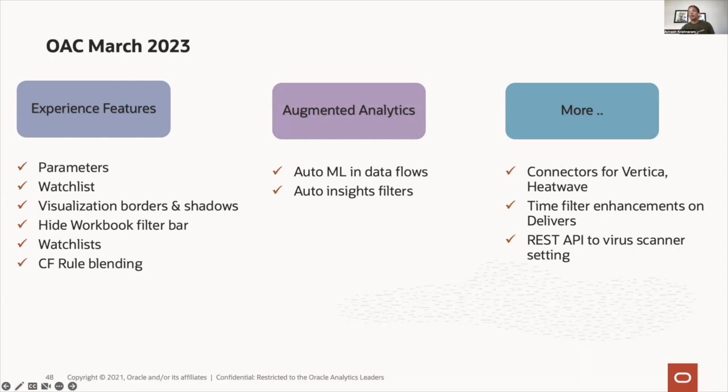Watchlist, as Alex talked about in the new homepage experience, provides an insight-driven navigation experience for authors to start with, and we'll extend the capability to consumers in a coming release this year. We added properties to add borders and shadows for your visualizations. It provides a very rich appeal to the dashboard. And hide workbook filter bar enables authors to define the scope of data using the top-level filter, then hide those filters when building a presentation experience using the present workspace.